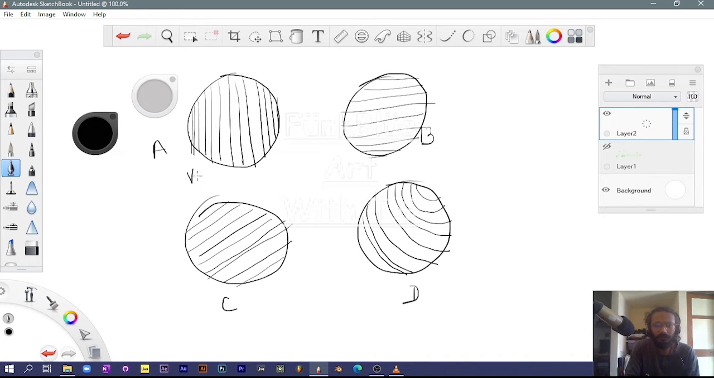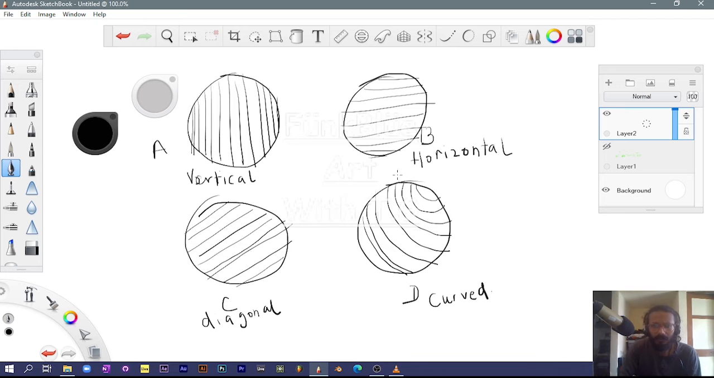So this is vertical. Oops. In reality also my handwriting is really bad, so I hope you don't mind. Horizontal, right? Horizon, yeah, horizontal line. And then here, diagonal line, and then we have curved lines.